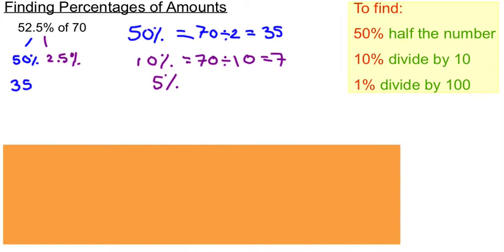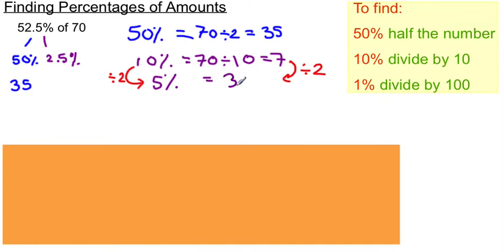Now, to work out 5%, to get from the 10 to the 5, I can divide by 2. So I'm just going to divide this 7 by 2. And we should know that half of 7 is going to be 3.5.